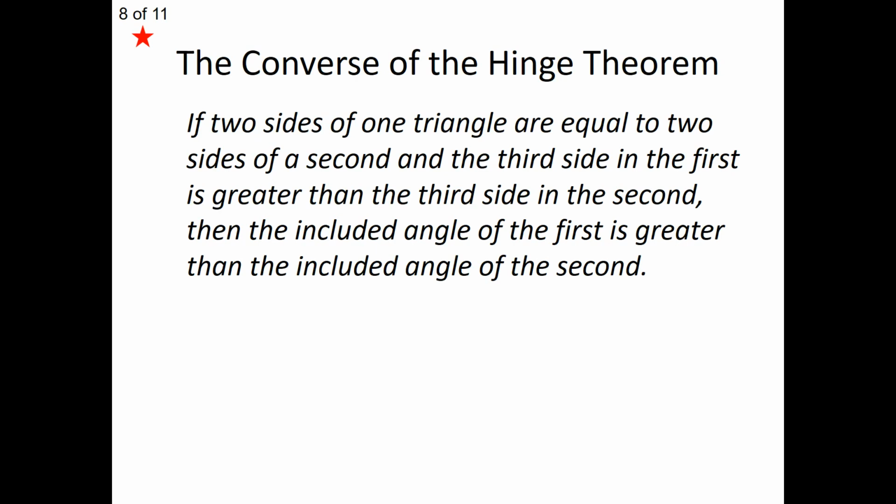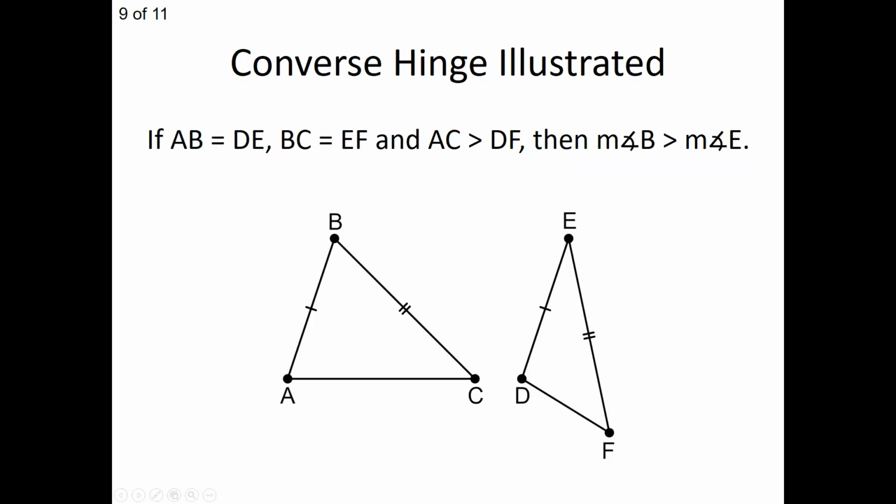Let's bring our converse of the Hinge theorem to life. So here's our diagram. If AB is equal to DE and BC is equal to EF, meaning we have two sides of the first equal to two sides of the second, and we're given a comparison of our third sides, AC is greater than DF, then the angles opposite of those third sides we can actually compare. So we can claim, since AC is greater than DF, that angle B will be greater than angle E.